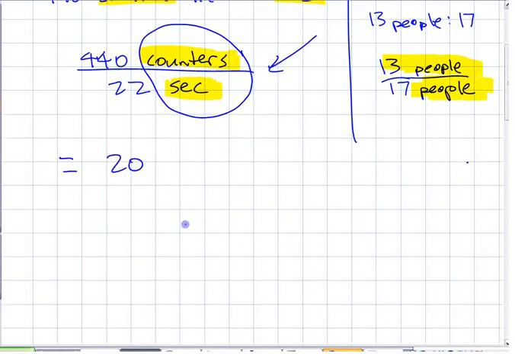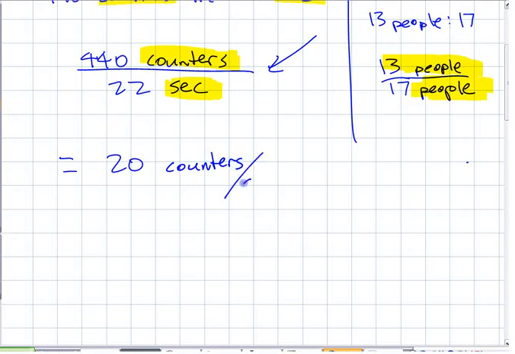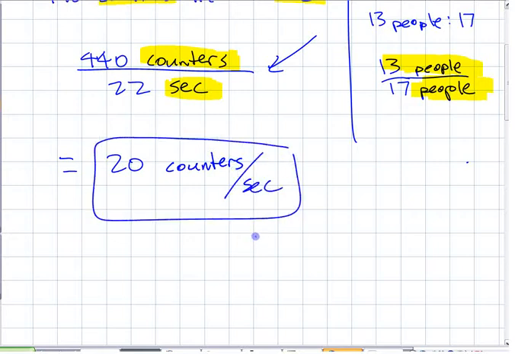If I divide these two numbers, 440 divided by 22, you get 20 counters per second. You should write that down: 440 counters divided by 22 seconds gives me 20 counters per second. Anytime you use the word per, it usually means some kind of a rate.